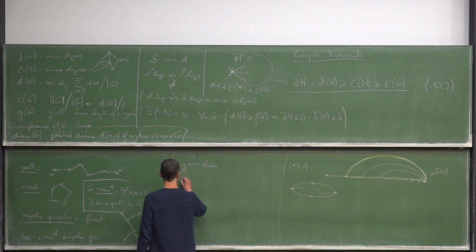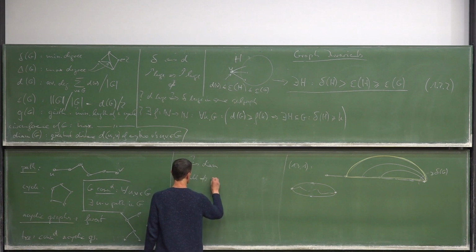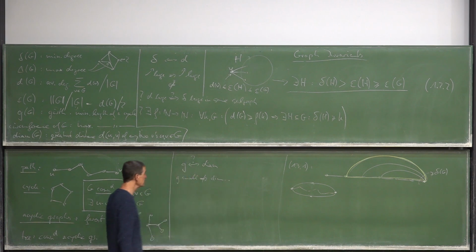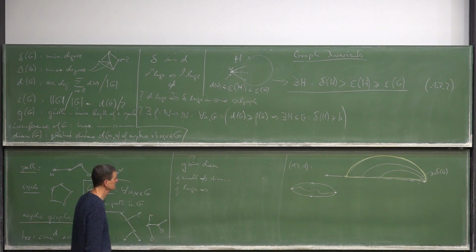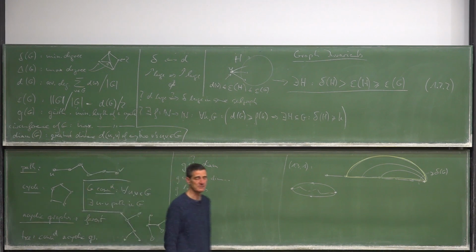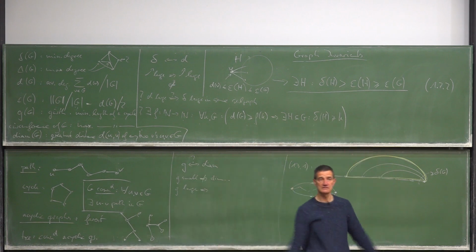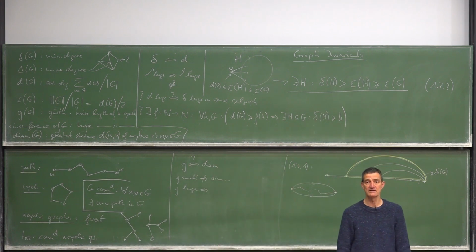So if the girth is small, then we can't say anything about the diameter. What if the girth is large? Can the diameter be large? Yes, of course it can be large. So you can have one big cycle, and the diameter and the girth are both large, yeah?